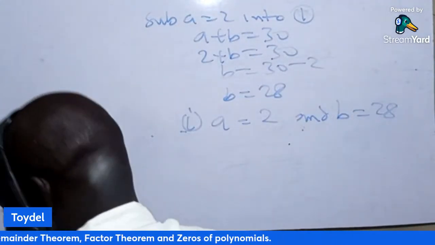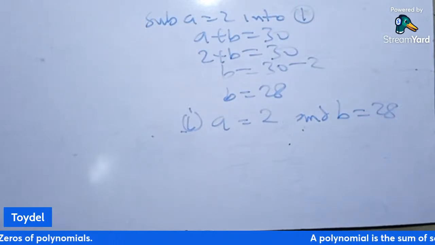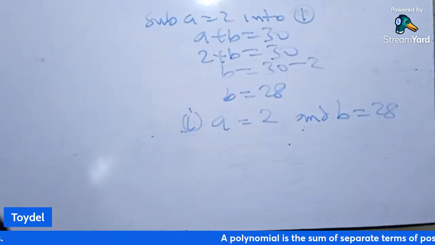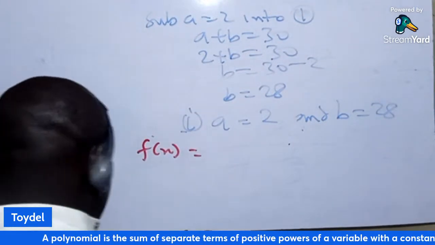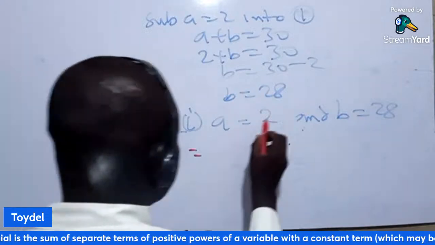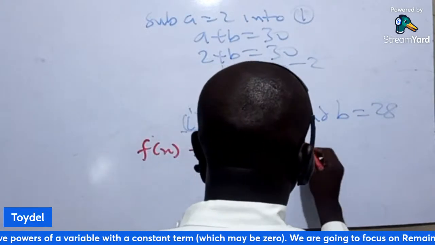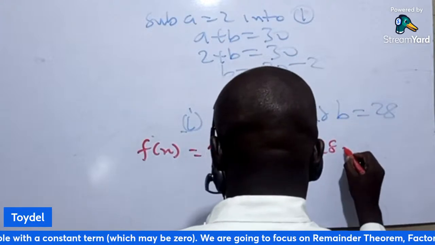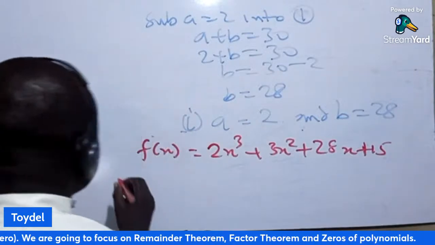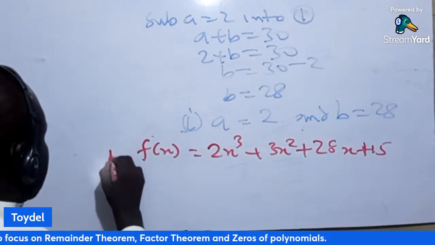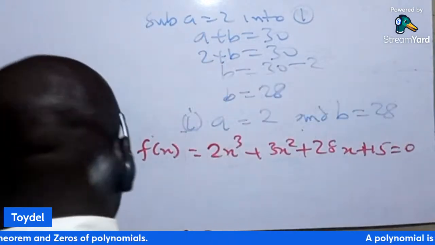Then we can go ahead and write the complete value now. So that function f of x will now be, instead of a, we know that a is 2, we have 2x cubed plus 3x squared, then b is 28, we have 28x plus 15. This is the polynomial. So the second question says we should find the zeros of this polynomial. So how do we find the zeros of this polynomial? We equate everything to 0.